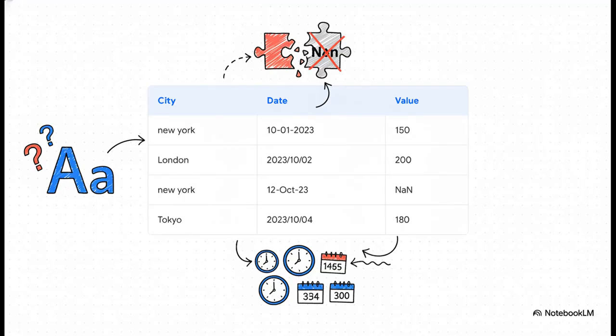Just take a look at this. This is the kind of thing you'll see all the time in the real world. You've got missing values, here they're marked as NaN, you've got dates all over the place, written in totally different formats, and then you have text, like city names with random capitalization. I mean, trying to analyze this mess directly, it would be a complete nightmare of errors and confusion.